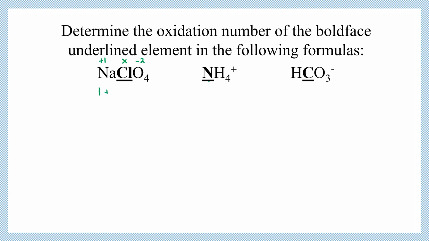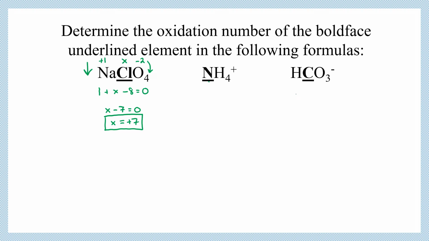Multiply down. And -2 times 4 gets me -8. I don't see an overall charge, so it's a 0. Simplify. To get x by itself, I add 7 on both sides to get an oxidation state of +7.